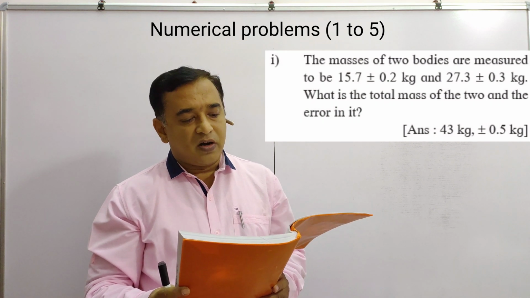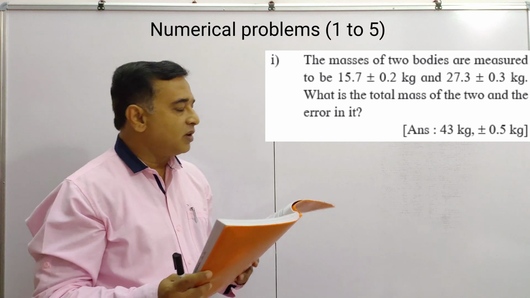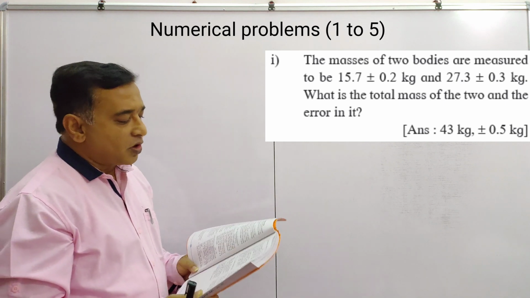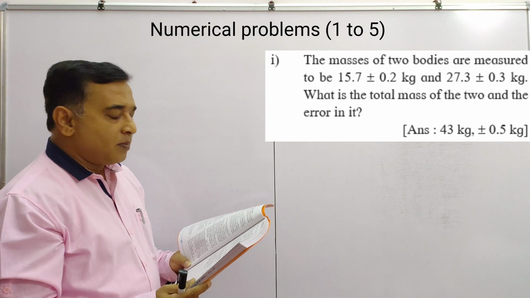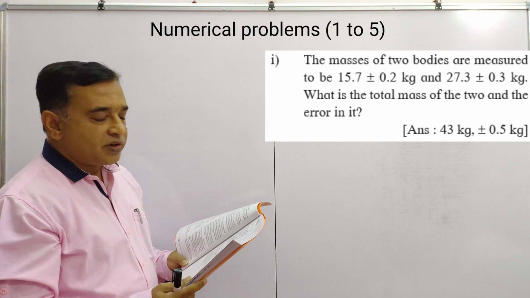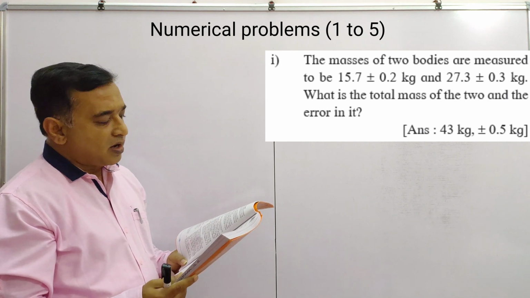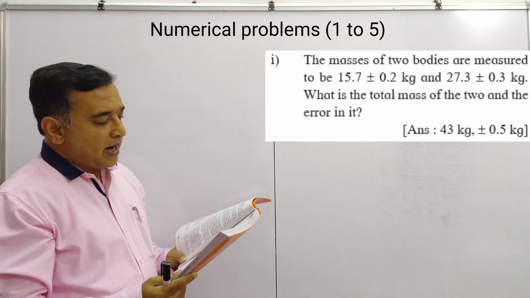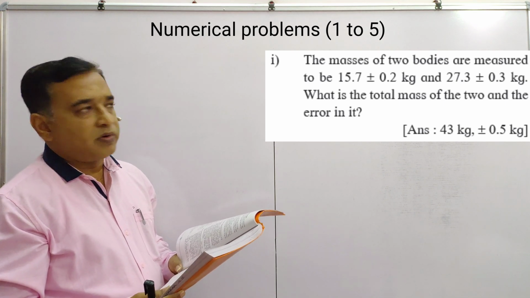The masses of two bodies, I'm going to read that one. You are also going to read with me carefully. The masses of the two bodies are measured to be 15.7 plus or minus 0.2 kilogram and 27.3 plus or minus 0.3 kilogram. What is the total mass of the two and the error in it?